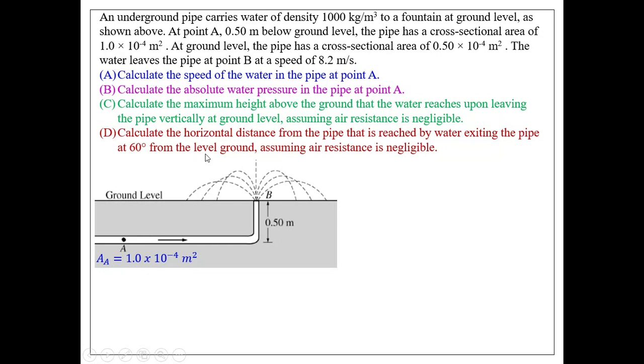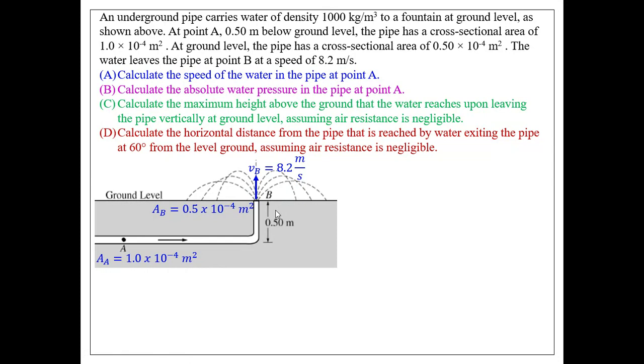And then the water is going to flow through this horizontal pipe, and it's going to rise a certain amount of height, and then it's going to exit and shoot out. The cross-section area at B is also given as 0.5 times 10 to the negative 4 meters squared. And the exit speed at the ground level is given as 8.2 meters per second. I'm just going to call that VB for point B, at 8.2.